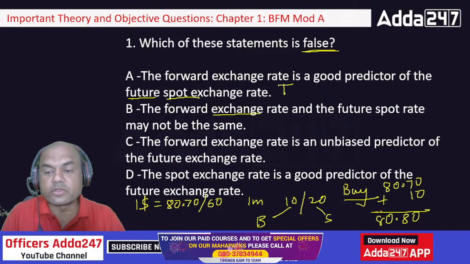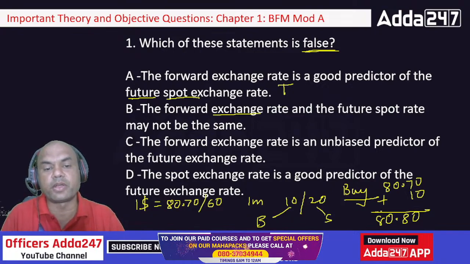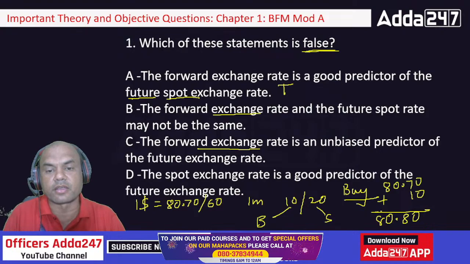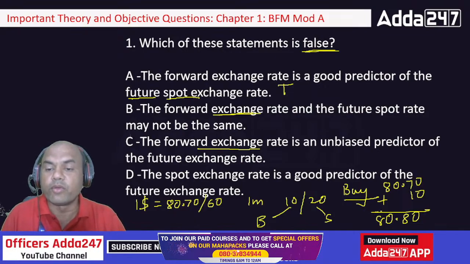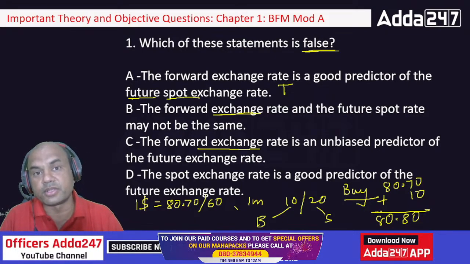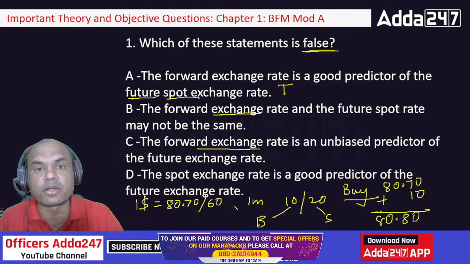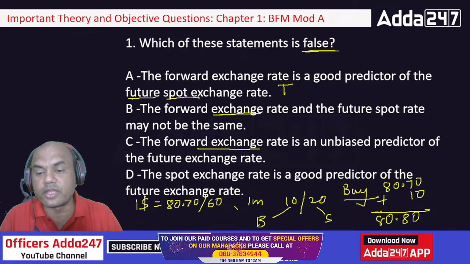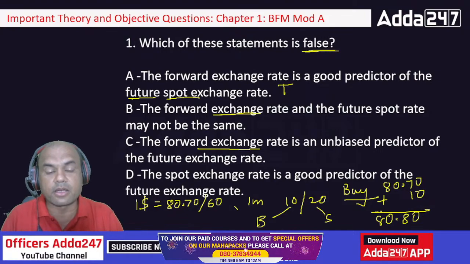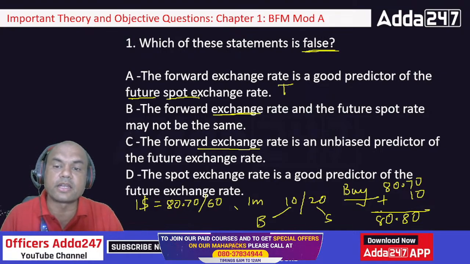Right? So what is this 80.80? 80.80 is the forward exchange rate. And what is the future spot rate? It is when we actually go after 1 month, into the next month, and see what the rate will be. If this rate is actually 80.80, then I was right last month when I had predicted. So the forward exchange rate and the future spot rate may not be the same. That is also true. Okay.